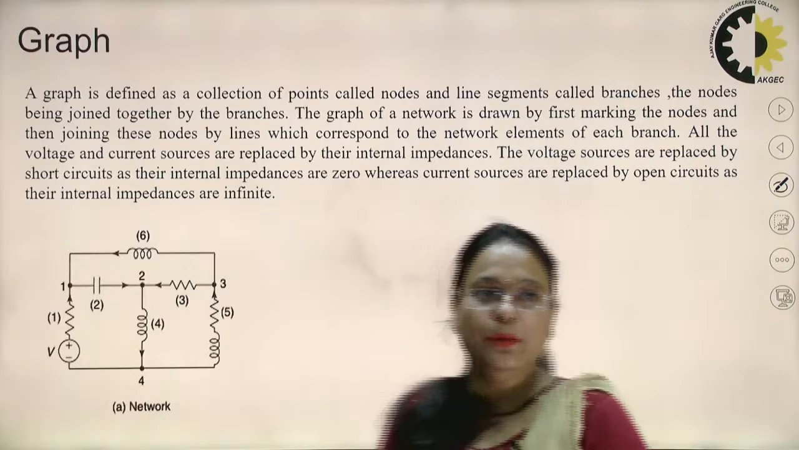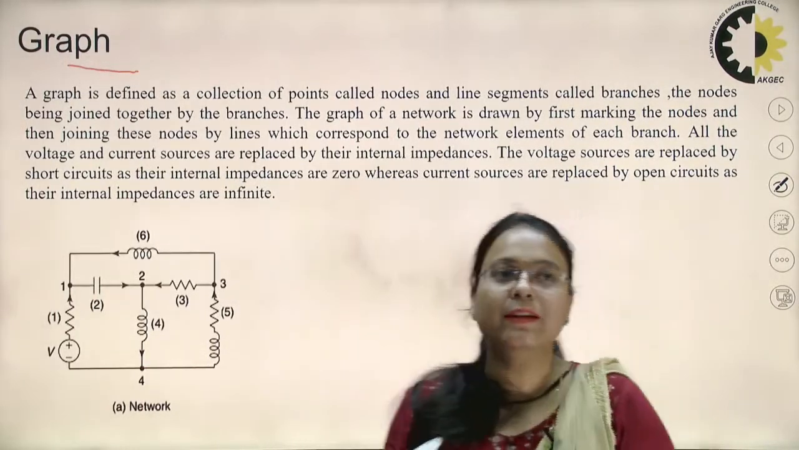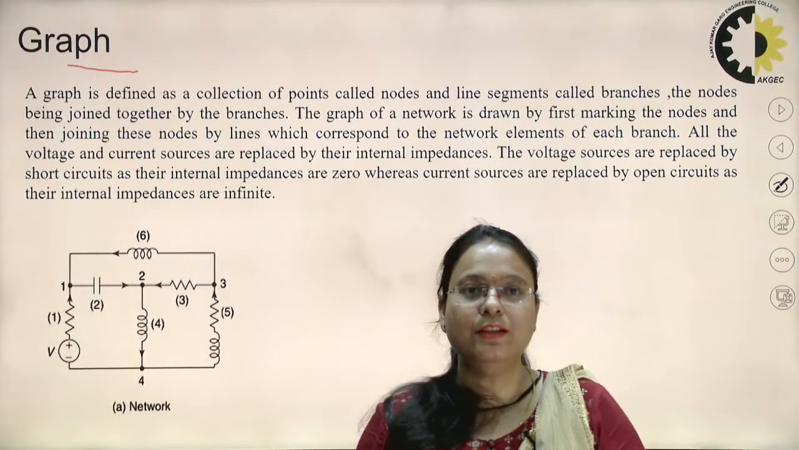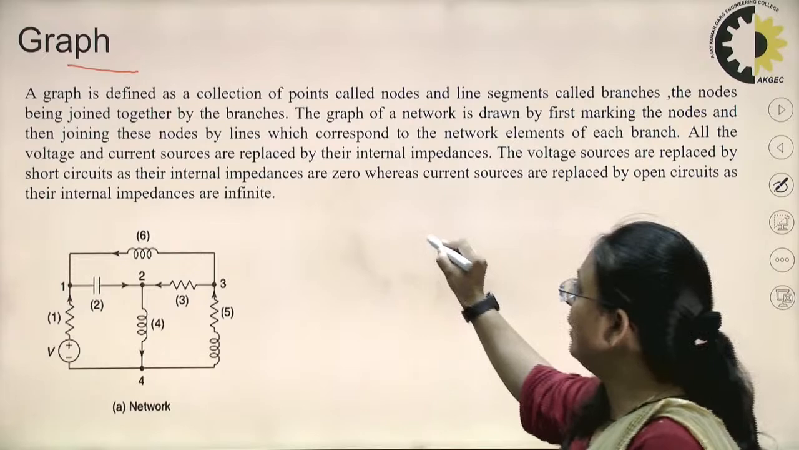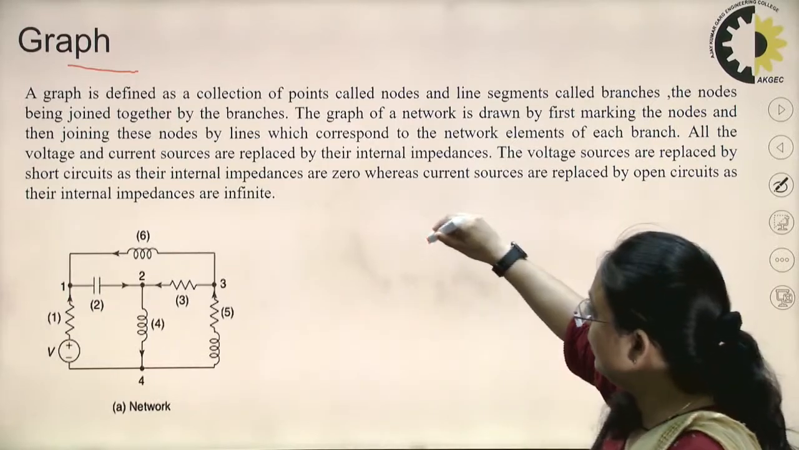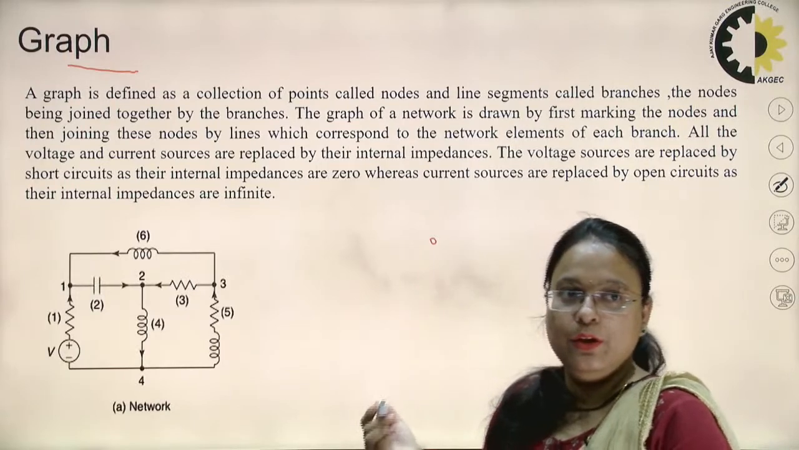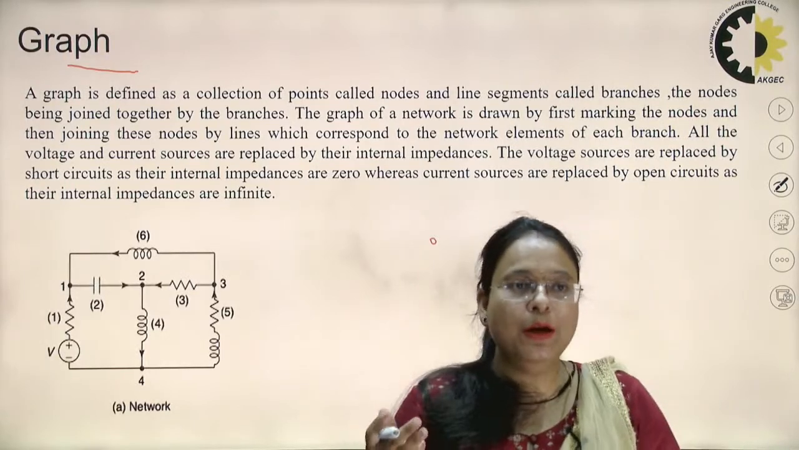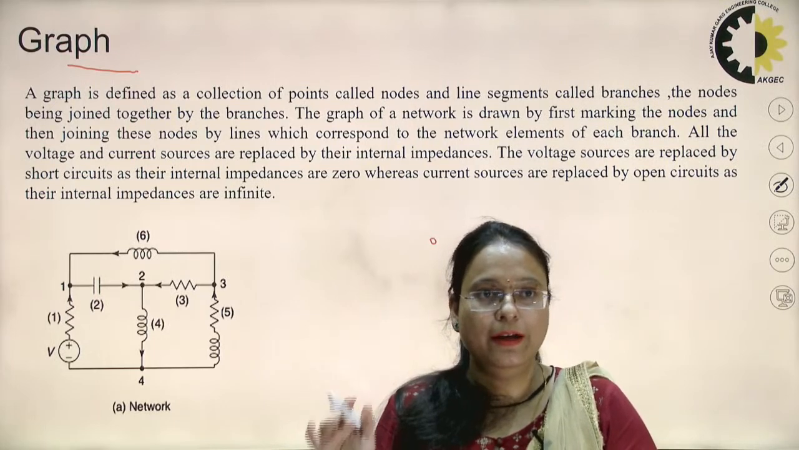So let's start with the first topic, graph. What is a graph? Basically a graph is a collection of nodes and branches, right? Nodes are represented by a dot or a circle and branches are also called line segments. So a graph can be formed by connecting the nodes with the help of branches, right?